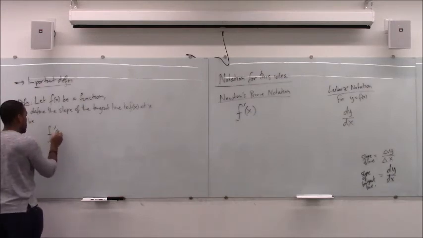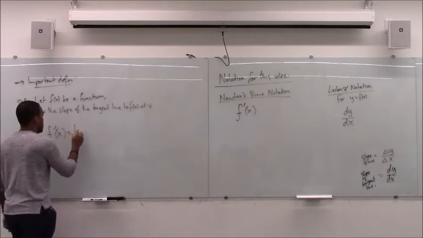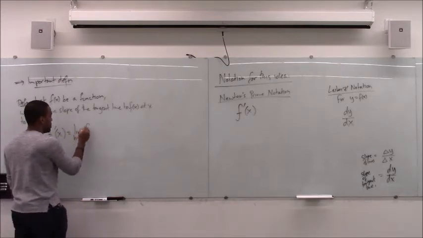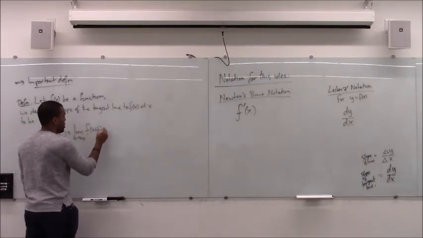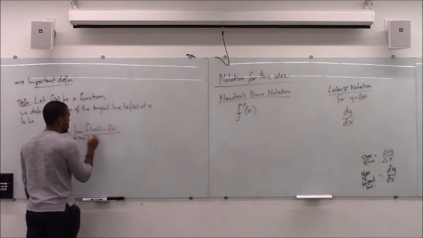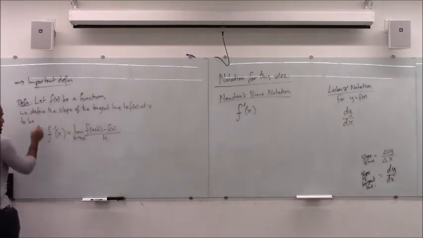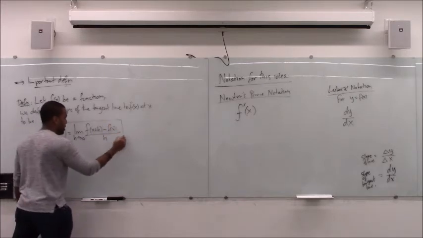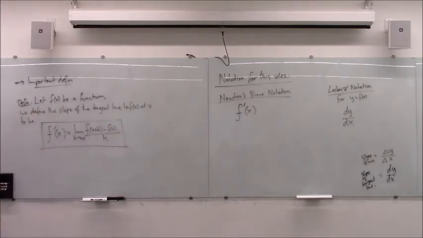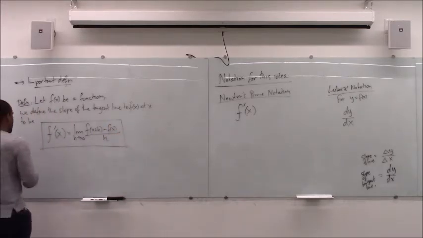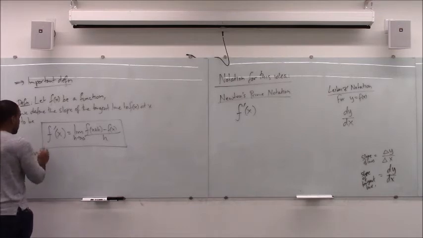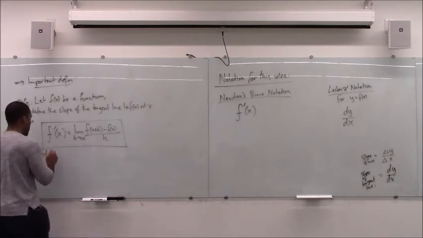f prime of x is equal to the limit as h approaches 0 of f of x plus h minus f of x over h. That's an important equation. I need to know that. I'm actually going to ask you about that on the next quiz. Defined provided the limit exists, because of course it's possible for the limit to not exist, and we'll talk about that, provided this limit exists.